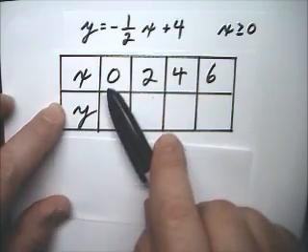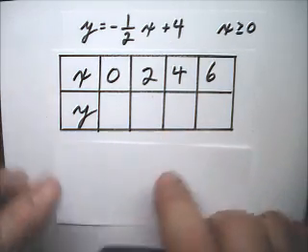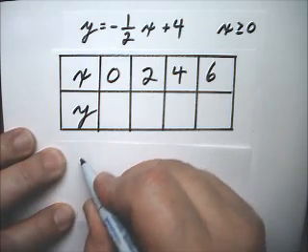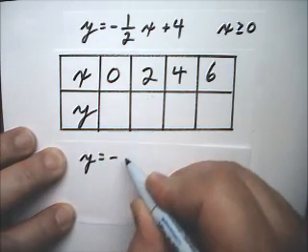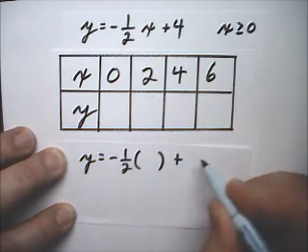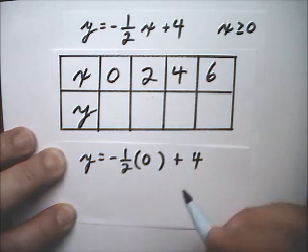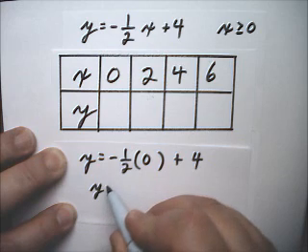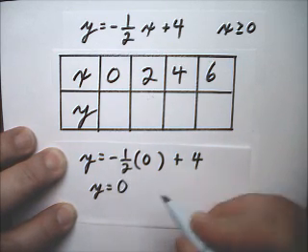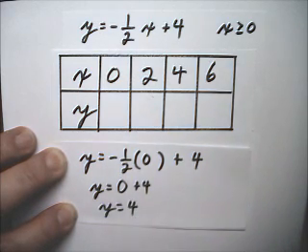I've chosen 0, 2, 4, and 6 for x, and we have to figure out the y values here. Getting this ready for substitution, y equals negative 1/2 and then empty parentheses for the x, plus 4. I put in a 0, and negative 1/2 times 0 is 0, so I end up with y equals 0 plus 4, or y equals 4.